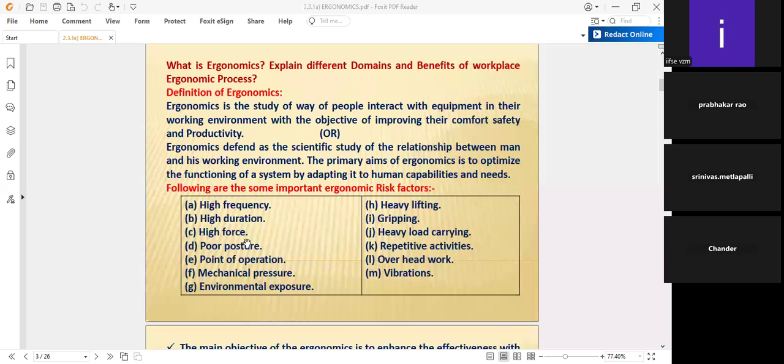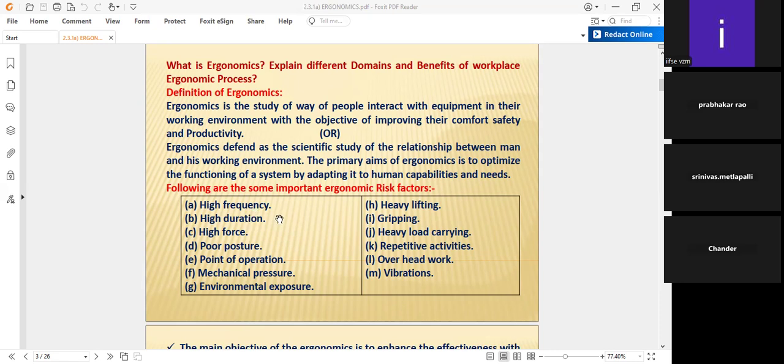Some of the risk factors while manually handling materials: high frequency, in the sense that the work is there every day. Unless we give some relaxation to the people, they will definitely be fatigued and tired. That's why high frequency creates risk in ergonomics. It should not be high frequency; we have to give rest after every 2 hours. Like this, we have to see that the man is capable of doing the productivity as expected.